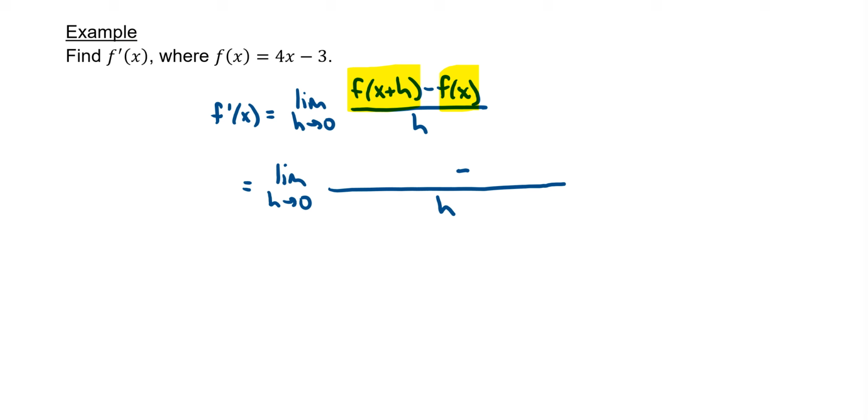So f of x is always the original function. So that part, hopefully not too bad. F of x is whatever the function is. Just make sure you have parentheses around it. I like to use brackets. So f of x is the original function, which is 4x minus 3.